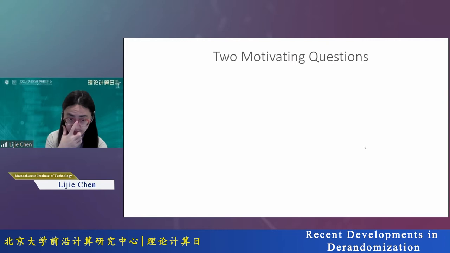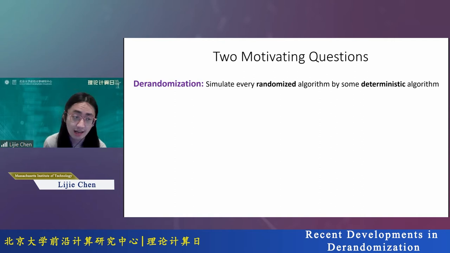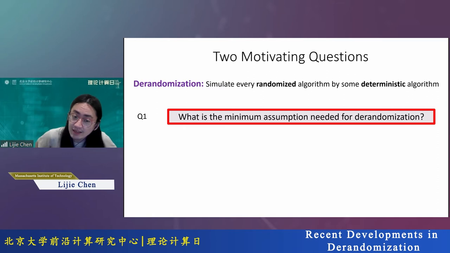So the two motivating questions for this talk are as follows. The first question is, what is the minimum assumption needed for randomization? We know that circuit lower bounds imply derandomization, which is from a well-known line of work, but then we do not know the converse. And also, of course, we would love to have unconditional derandomization, but that seems very hard currently. So at least we can ask, can we minimize the assumption, which is a very intriguing question.